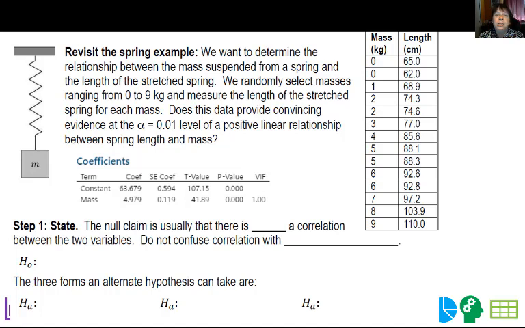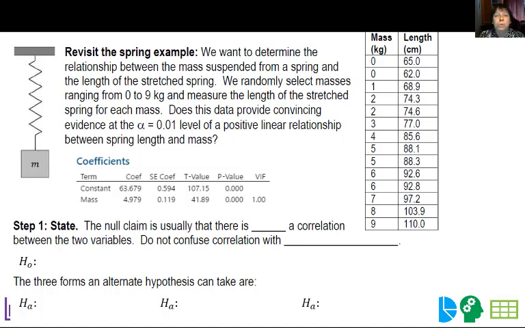reality there's not. So how do we mathematically show that there is a positive linear relationship between the spring length and the mass? Now, admittedly, in this particular example, it's pretty obvious, but the math we do here works for any of the problems we would do.